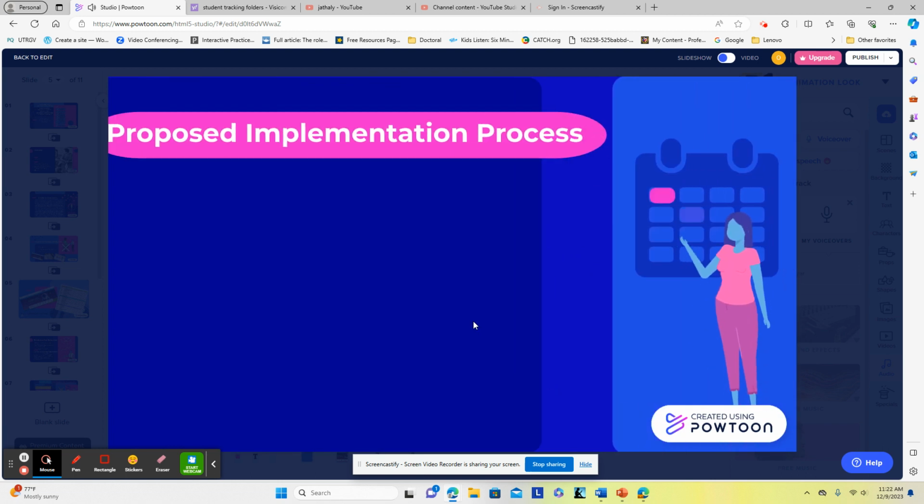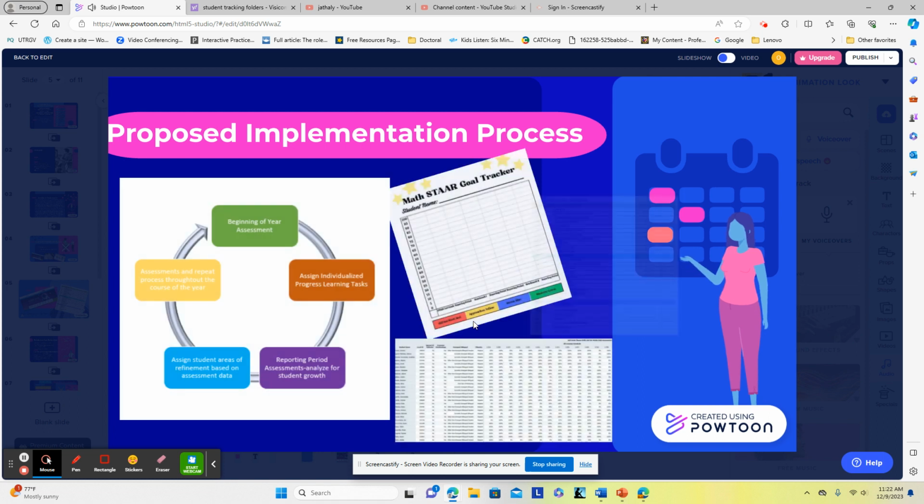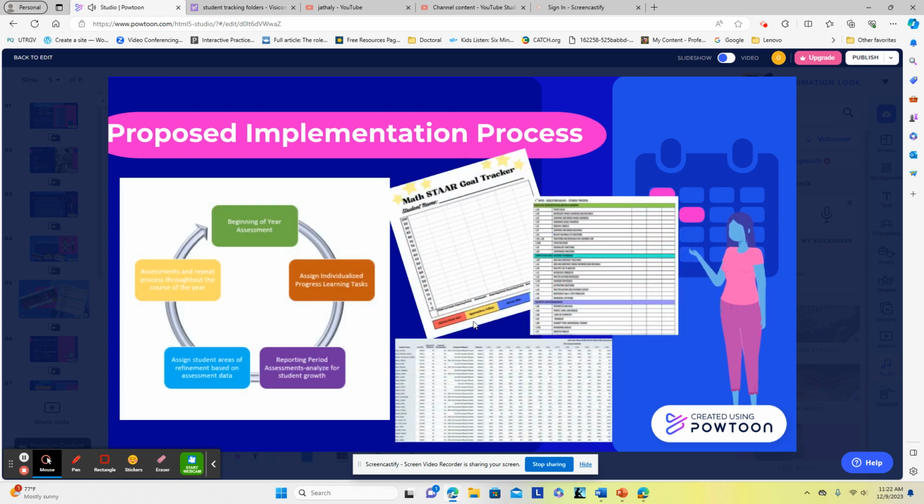So the proposed implementation process, as always, we start off with making data driven decisions. How do we go about making those data driven decisions? Well, we start off by having the beginning of year assessment. So at the beginning of the year, students will be administered a test. From there, that data will be disaggregated, and then those tracking folders will begin to be implemented. So we assign the individualized Progress Learning task after having those one-to-one conferences.